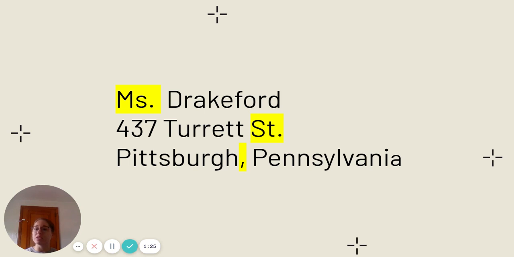Let's look at an example. We have Ms. Drakeford, 437 Turret Street, Pittsburgh, Pennsylvania. So this is Ms. Drakeford's address for the school. If you notice, Ms., Street, and the comma are all highlighted. Those are important to look at. So we know that Ms. is an abbreviation. It's capital MS period. And Street, the capital ST period, is the abbreviation for street. We also remember that when we do an address, we have the city, comma, the state. So in this case, it's Pittsburgh, comma, Pennsylvania.